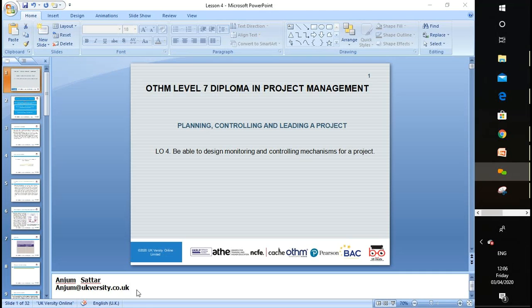And in today's lesson, we'll go through our LO4, learning outcome 4, which is about being able to design a monitoring and controlling mechanism for a project. So to make our project successful, why is monitoring and controlling important?